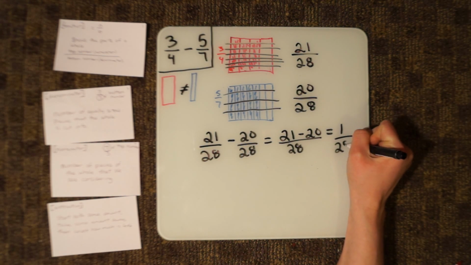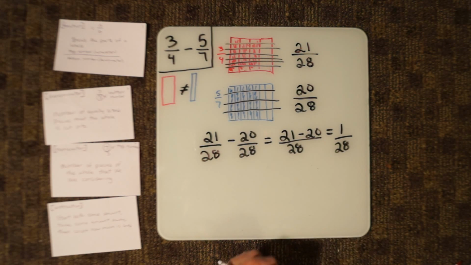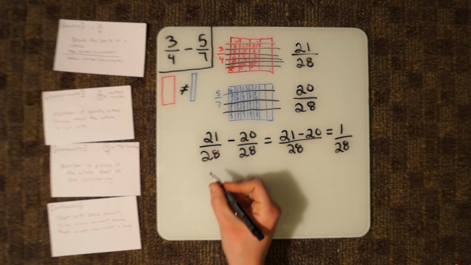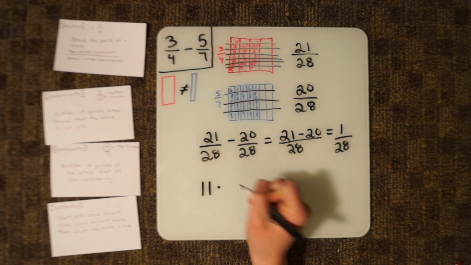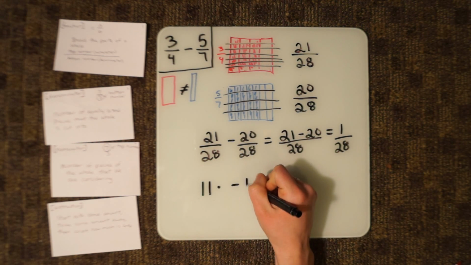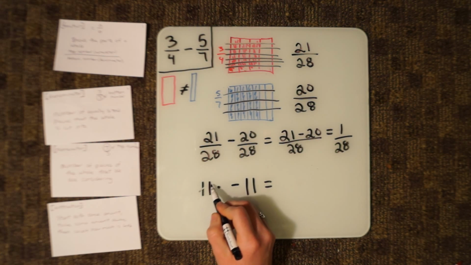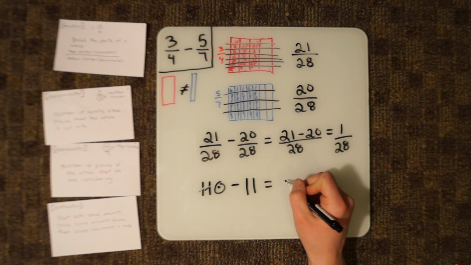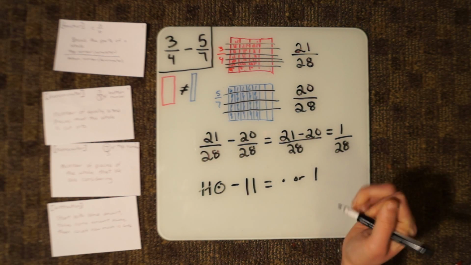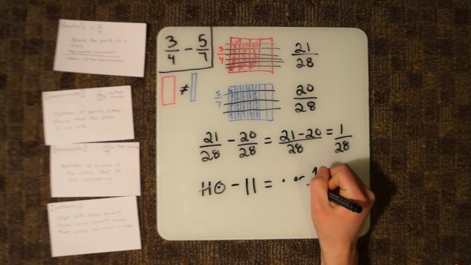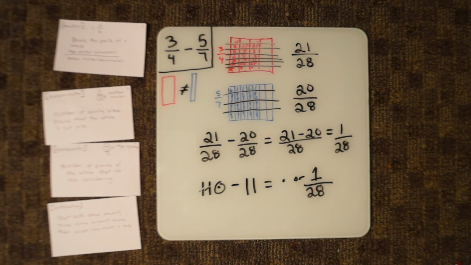it's still over 28. You can represent this with rods and singles. So over here, 21 is equal to 2 rods and 1 single. And you're taking away 2 rods. So if you take both of these rods away, you end up with 1 single or 1. And because there are 28 pieces that make up the whole, it's 1 over 28.